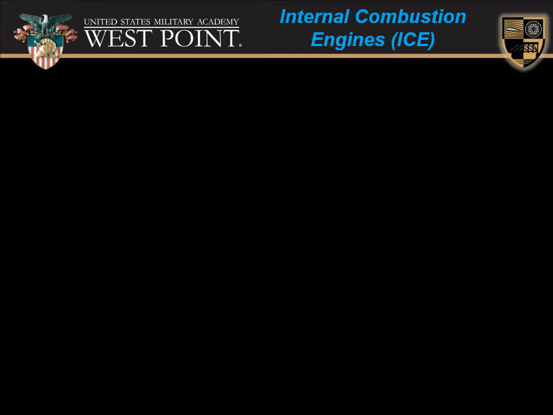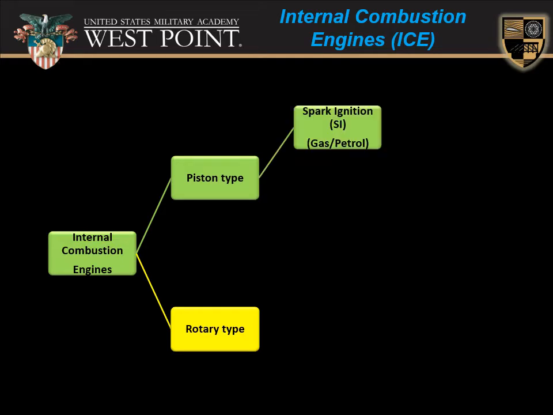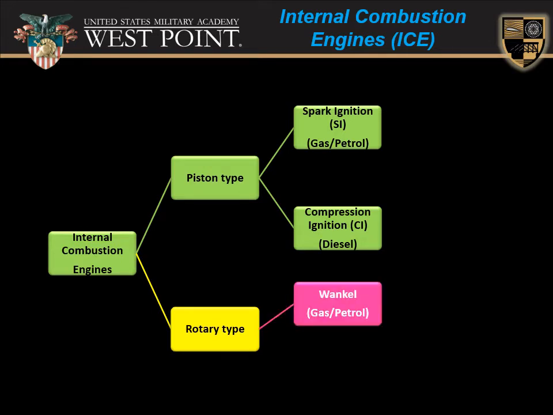Let's begin by first making a quick taxonomy of internal combustion engine types. If we start off with internal combustion engines, we can first classify them as either piston type or rotary type. Looking at the piston type, we can further classify them as either spark ignition engines, which typically run off gas or petrol, or compression ignition engines, which typically run off of diesel. Looking at the rotary type, we can classify those as either Wankel, which run off gas or petrol, or gas turbines.